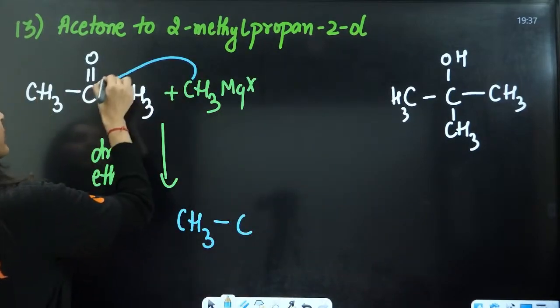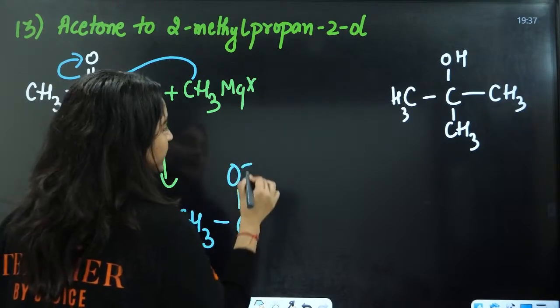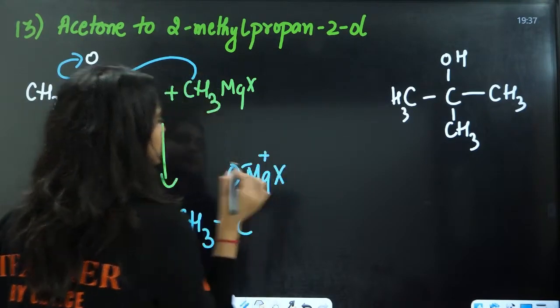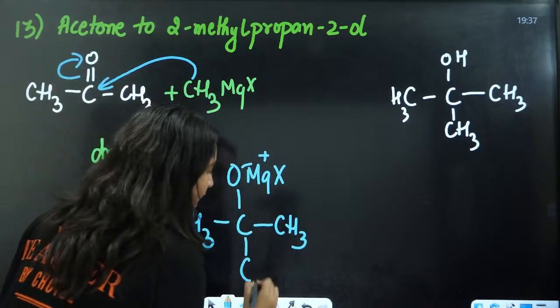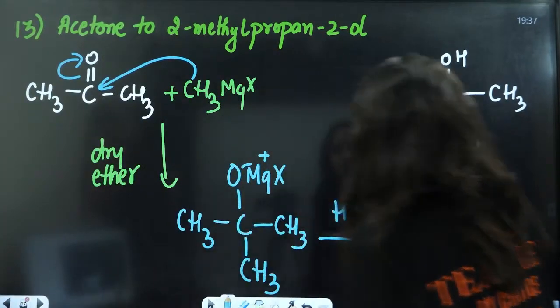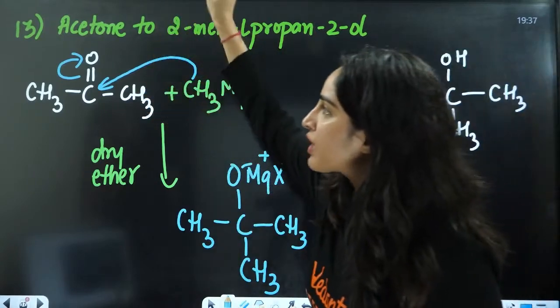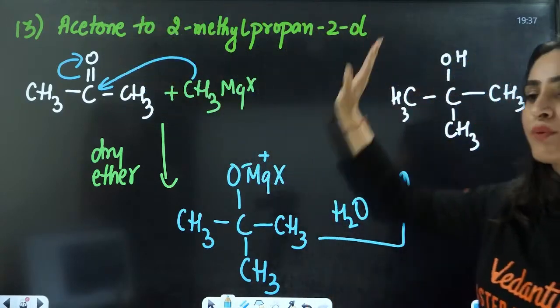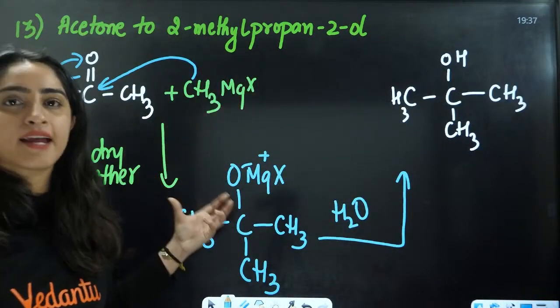CH3C, this is going to attack on this side, right? And these electrons are going to jump here. O negative, MgX here, this is positive. This is CH3 and this is CH3. And we are going to hydrolyze it afterwards, and you will get your desired product. We have converted acetone to 2-methyl propanol, okay, very good, by adding Grignard's reagent here.